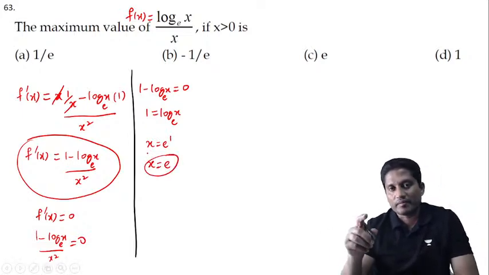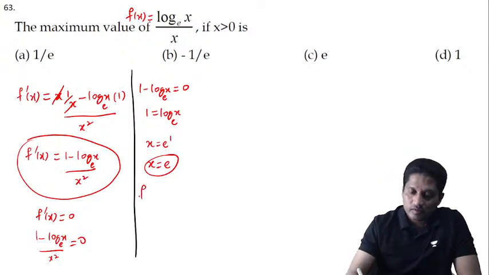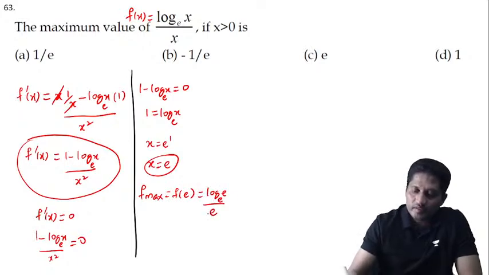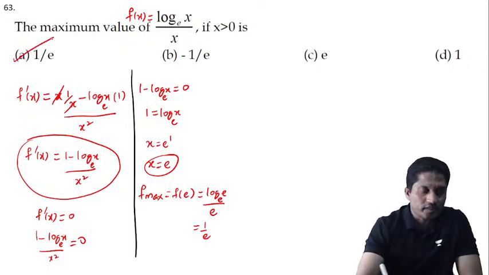If you find f double dash, it will be less than 0. So f maximum is equal to f of e, which is equal to log e to the base e divided by e, which is equal to 1 upon e. Answer is option E.